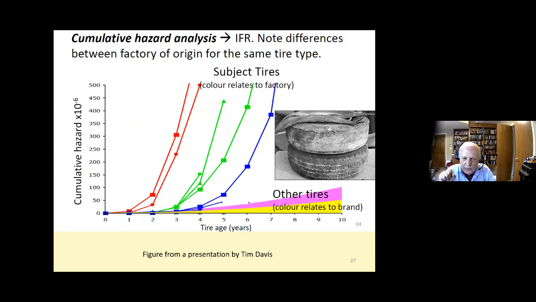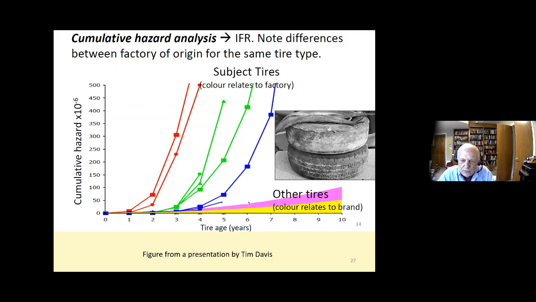So again, when we wrote this up, we were very careful to only use stuff that had been published. What we can see here is what's known as cumulative hazard. So you can think of this as being proportional to the number of failures that you might expect to see over time. And the three that are the worst here, if you can see the colors red, green, and blue, these are different Firestone factories. So it seemed that the factories are not all the same, but they were all bad. All of these Firestone tires were bad.